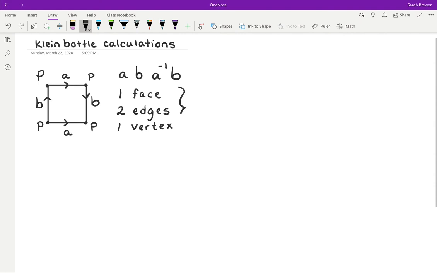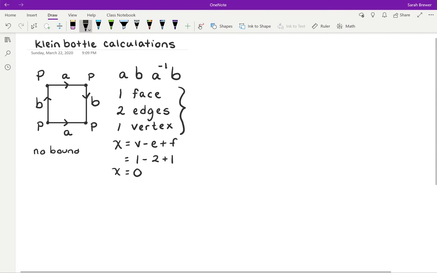So we can compute our Euler characteristic by looking at the number of vertices minus the number of edges plus the number of faces. So here, 1 minus 2 plus 1. Again, we're looking at an Euler characteristic of 0. All right, so now I still have no boundary components because I don't have any edges that don't get glued to another edge. So, because I have no boundary components, just make a little note of that. No boundary components. Right, that's our b equals 0.